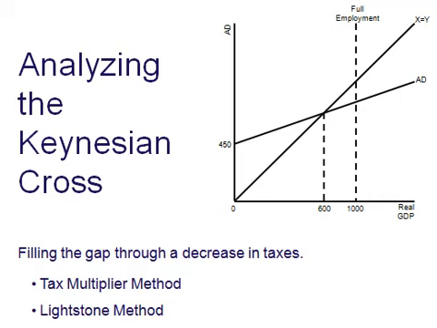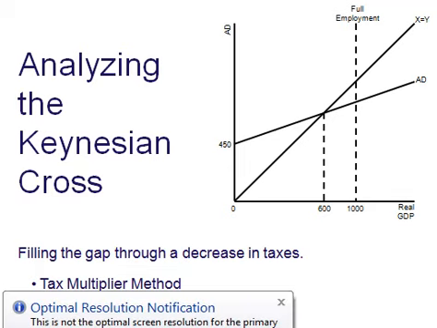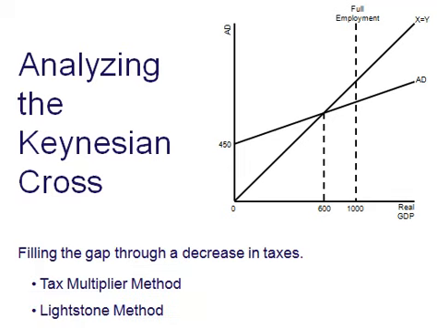Hello everyone. In this video what we're going to look at is how to fill a recessionary gap with a decrease in taxes. Now this is one of the most complex things you might have to do on the AP economics exam with respect to Keynesian fiscal policy. So let's take a look at how we could do this using one of two methods. First, we're going to look at the basic tax multiplier method, and then we're going to look at a little method that I'm just comfortable with, so I'll call it the Lightstone method.